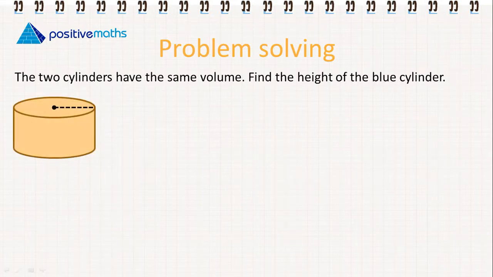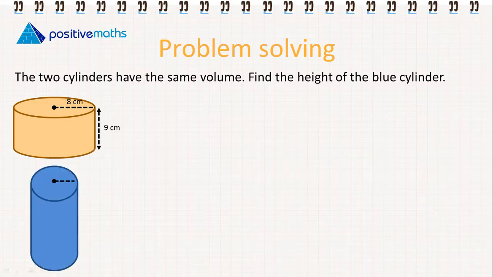Okay, so in this question we're told that two cylinders have the same volume. So one cylinder has a radius of 8 centimeters and a height of 9, and another has a radius of 6 and a height h. So we're not given the height for the blue cylinder. We are told that the two cylinders have the same volume. So that's an important piece of information. And we need to find the height of the blue cylinder.